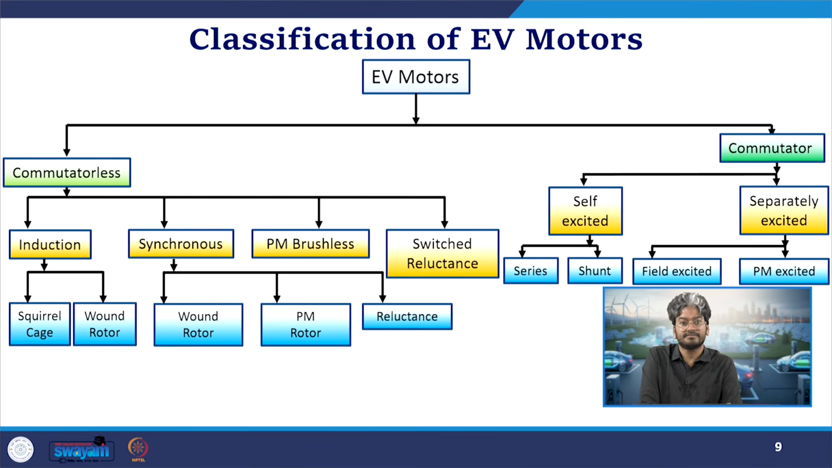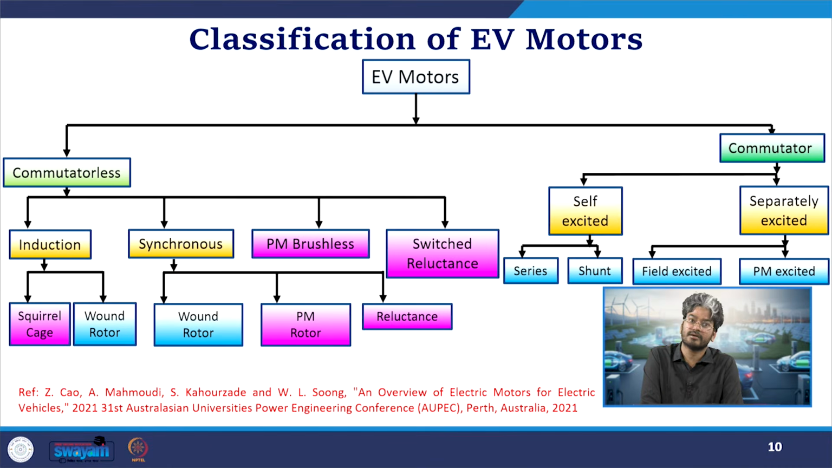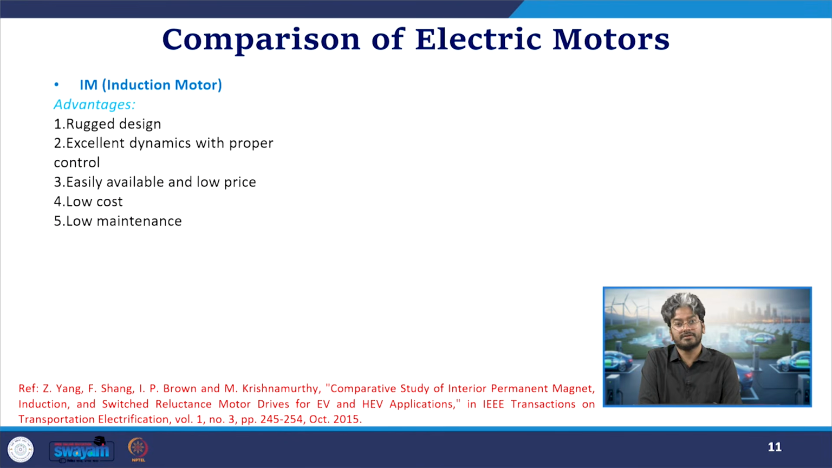We will see the ones which will be popular for our electric vehicle applications that are highlighted over here. So the squirrel cage induction machine and PM rotor based or PMSM, so to say, and the SynRM or synchronous reluctance machine and the switched reluctance machine. These are popular for our electric vehicle applications, including the PM brushless also. Now, let us see what are the options available with us.